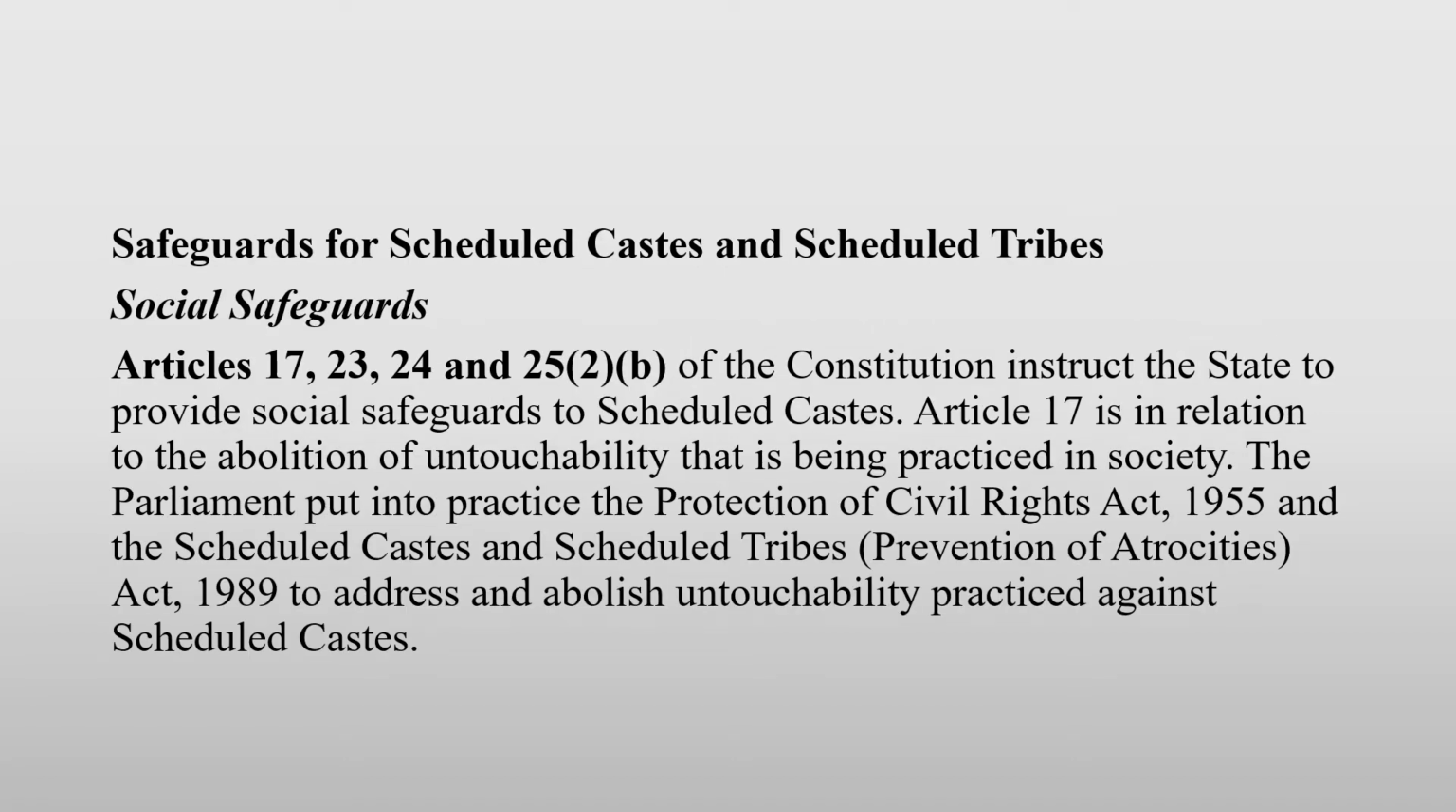Social safeguards. Articles 17, 23, 24 and 25 Clause 2b of the Constitution instruct the state to provide social safeguards to scheduled castes. Article 17 is in relation to the abolition of untouchability that is being practiced in society. The Parliament put into practice the Protection of Civil Rights Act 1955 and the Scheduled Castes and Scheduled Tribes Prevention of Atrocities Act 1989 to address and abolish untouchability practiced against the scheduled castes.